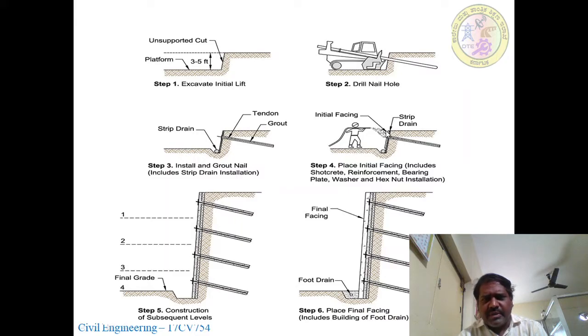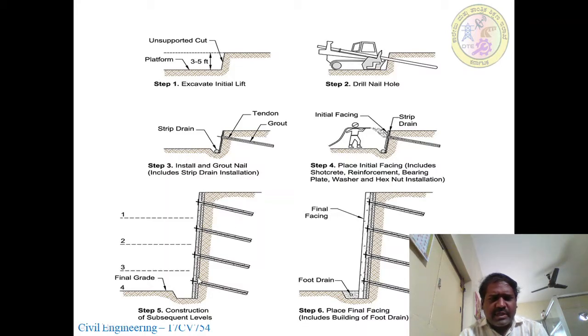Some of the pictures were shown in the previous case. So we have nuts, we have a washer, and there will be bearing plates. In the next process, the process will be continued for cases 1, 2, 3, 4. See here, it will be visible. There will be a bearing plate and washer, and that will be connected to the tendons and grout, where we have a soil mass, soil nailing.